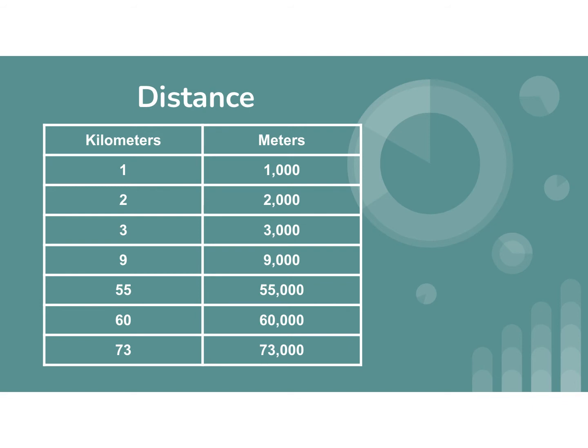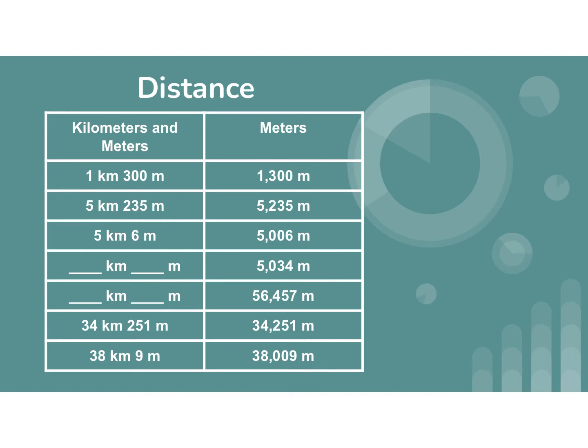Just a review. Okay, if we mixed kilometers and meters, it would look something like this. We have 1 kilometer, 300 meters. We'd have 1,300 meters. So look at this and see if you can figure out what we have missing here, and I'm going to fill out mine and then you can carry on.